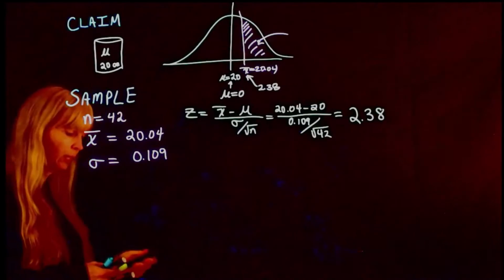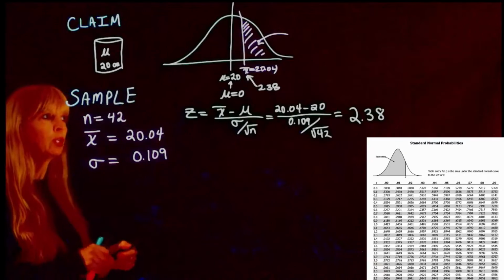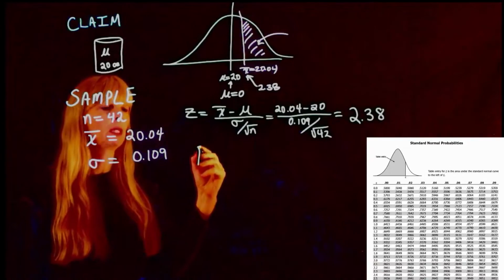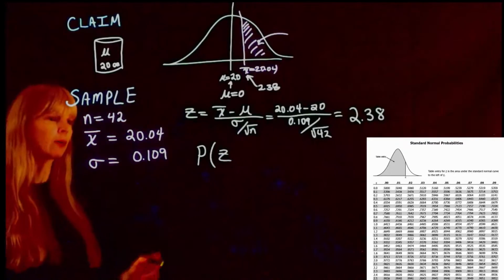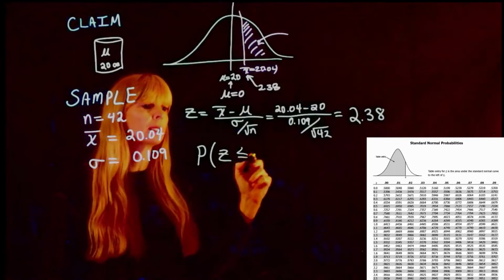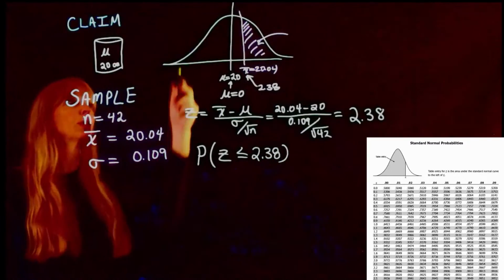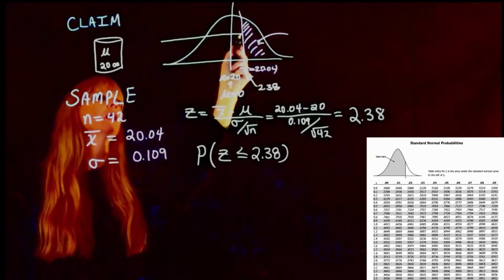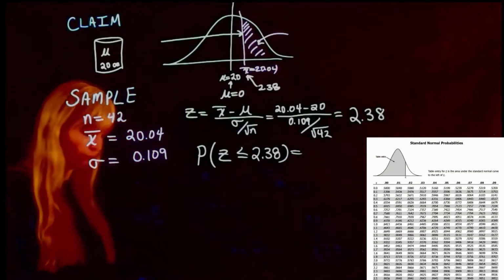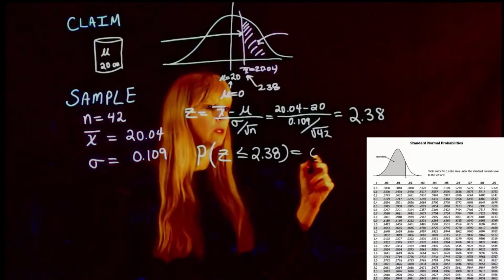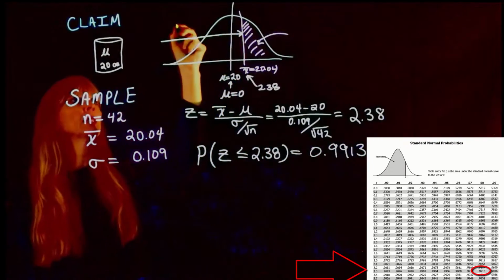So we go to the normal table and we look up this value, and when you look up the value, this is giving me the probability, in this case, that my z-value is actually less than or equal to this value, because that's how you read the table, it's giving me up to that point, which is okay. I can get this value, which is 0.9913. So that's this probability.